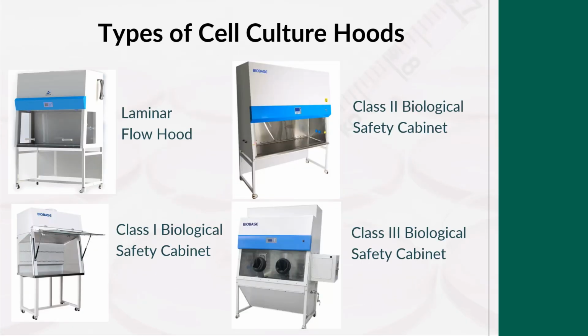In the research world, there are four common types of cell culture hoods that you can find in the labs. All right, you can find the laminar flow hood, class 1 biological safety cabinet, class 2 biological safety cabinet, and also class 3 biological safety cabinet.